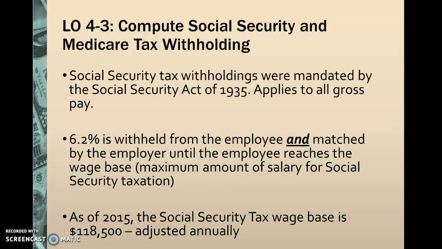The amount that is withheld from your payroll checks is 6.2%, which is withheld from the employee's payroll check, and it is matched by the employer until the employee reaches the wage base, which is the maximum amount of salary for Social Security taxation. Now, in 2015, the Social Security tax wage base is $118,500. This amount does sometimes change from year to year, so it is good to check the IRS guidelines to make sure that threshold has not changed. This is covered on pages 123 and 124 in your book.